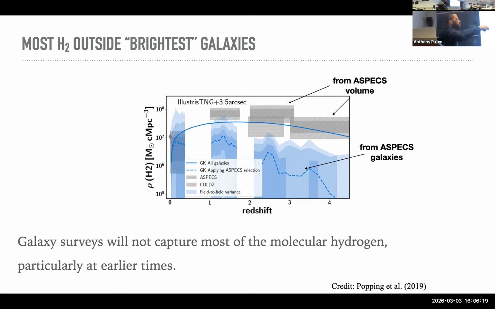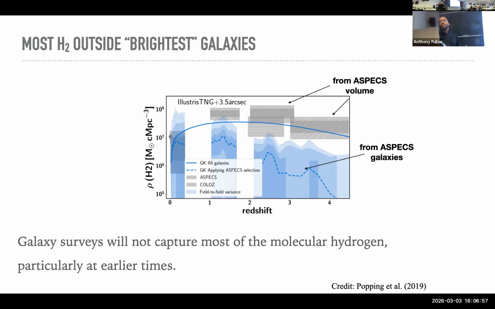And so this gap here shows you that there's much total emission that is not being captured, that's tracking H2 molecular hydrogen that's not being captured by the CO that would be measured just from a bright galaxy survey. And so the main point is that galaxy surveys will not capture most of the emission from molecular hydrogen at early times. And this is also true not just for molecular hydrogen, but for star formation and other processes as well.